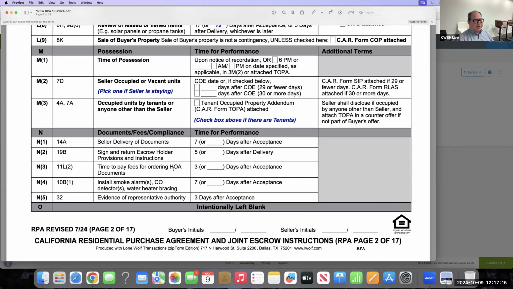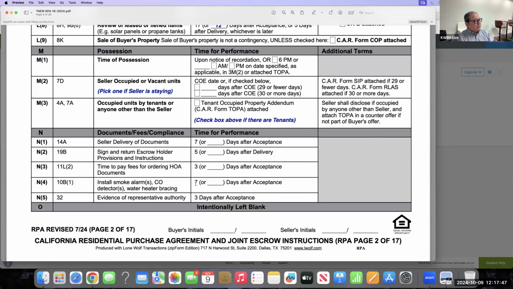All right, let's see. The seller here has 3 days to order HOA documents. Now this is an interesting one. I don't follow it in practice. I should, because it's part of the contract, so let's talk about it. It's saying here that smoke alarms, carbon monoxide detectors, and water heater bracing will be done within 7 days after acceptance. That's not correct. This is what we call retrofitting.